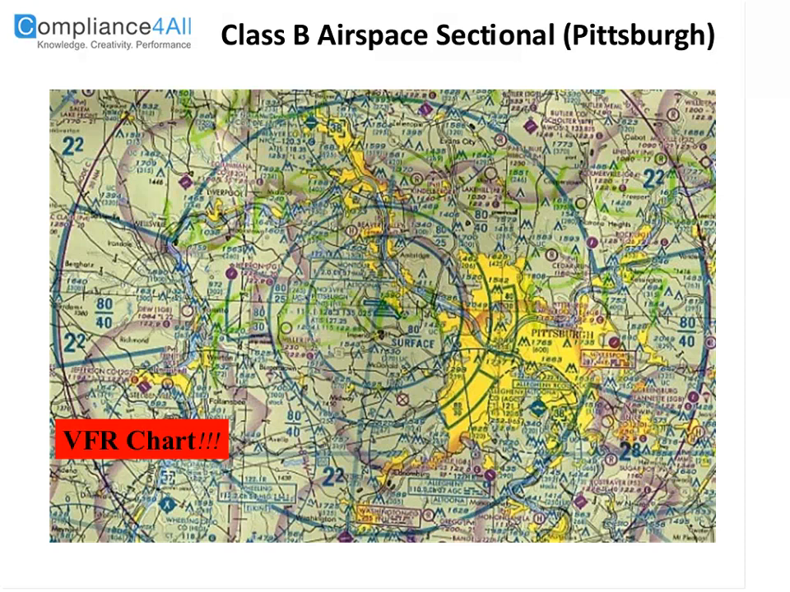So this is a VFR chart. This doesn't apply too much to controllers because they don't really care too much about this, except when you violate the airspace. And then they care, and that's when they will actually write you up if you're a VFR pilot. You penetrated the airspace without authorization. So that's the airspace structures there.